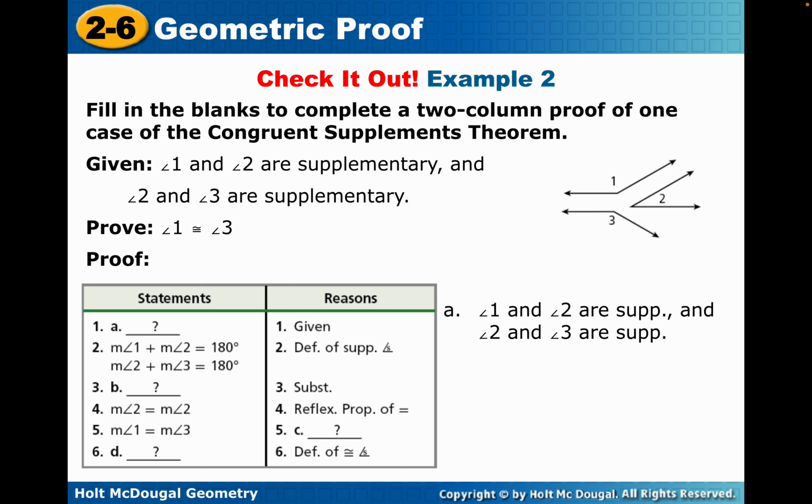Okay. If the measure of angle 1 plus the measure of angle 2 equals 180, and the measure of angle 2 plus the measure of angle 3 equals 180, then what else can we say? Pretty much, we can say the measure of angle 1 plus the measure of angle 2 equals the measure of angle 2 plus the measure of angle 3. Okay, perfect. So that's just substituting. If they both equal 180, then we can just set them equal to each other.